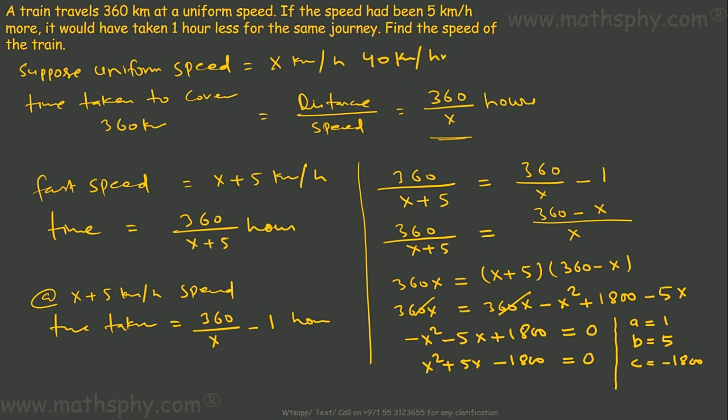We can cross check this. At 40 kilometers per hour speed, 360 kilometers will take 360 over 40, 9 hours. At 5 kilometers per hour more speed, means at 45, same distance, 360 over 45 will take 8 hours. So what it says is, at 5 kilometers per hour more speed, it will take 1 hour less. From 9, it took 8, which is 1 hour less. So our speed is correct. 40 kilometers per hour is the uniform speed. Alright?